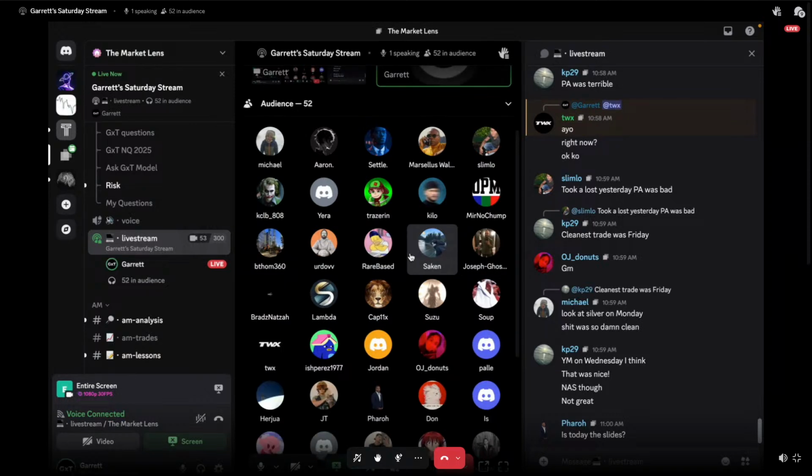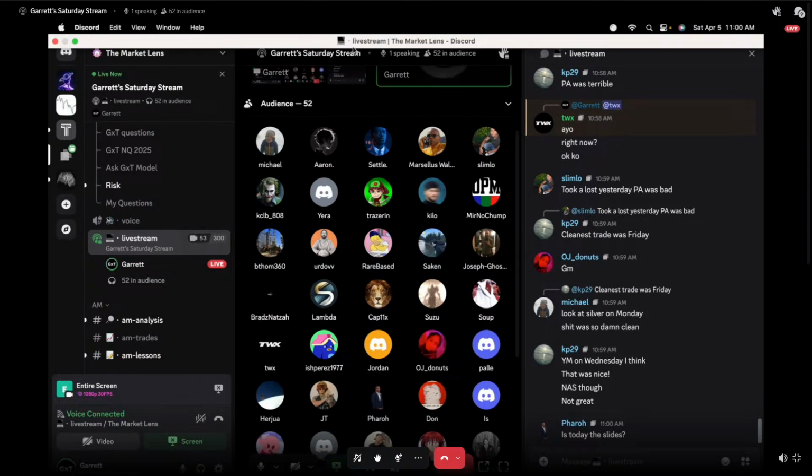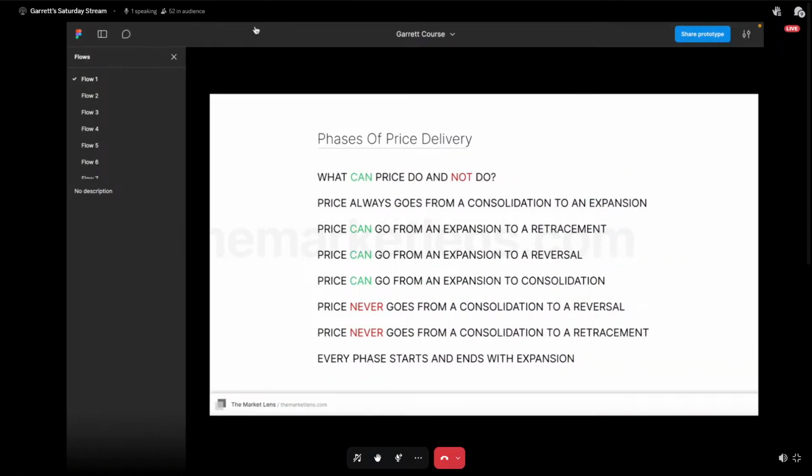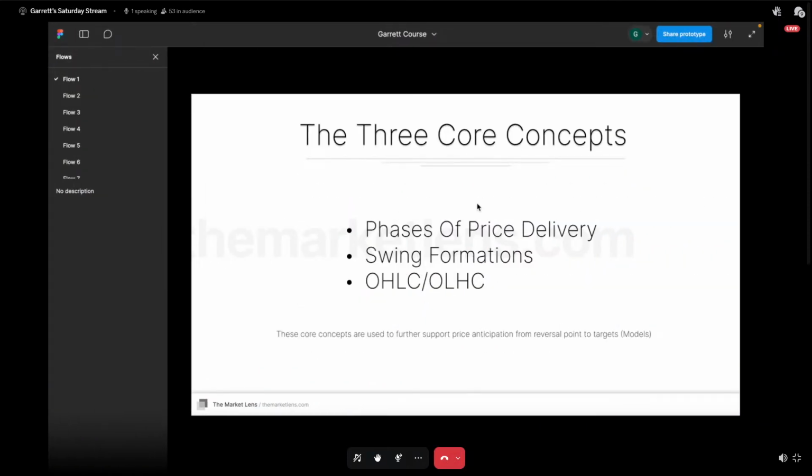The first stream is gonna be going over the core concepts that we trade and how to put them all together. So go back a little bit here. So phases of price delivery, that's one of the core concepts. Swing formations, right, on all time frames, and open, high, low, close, which means profiling essentially, and obviously models. So we're incorporating all of these things around models, which models are just reversal points to targets, if you really think about it. That's it, right? So let's go ahead and full screen this real quick.